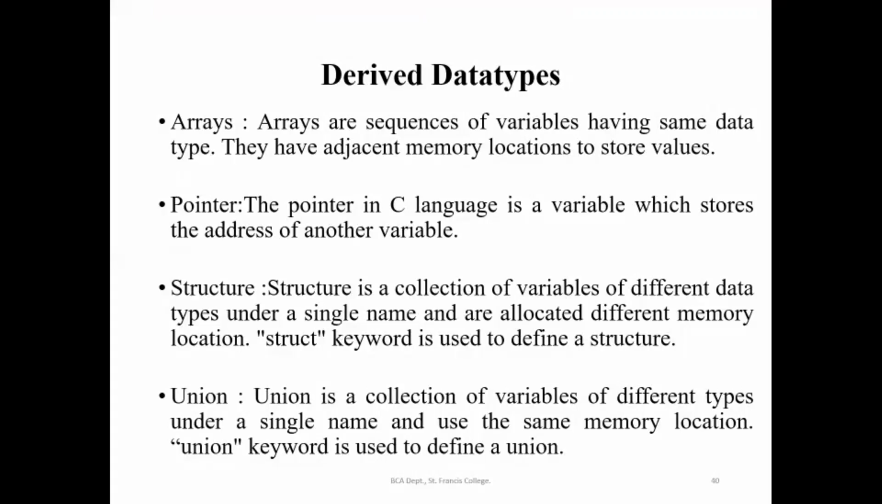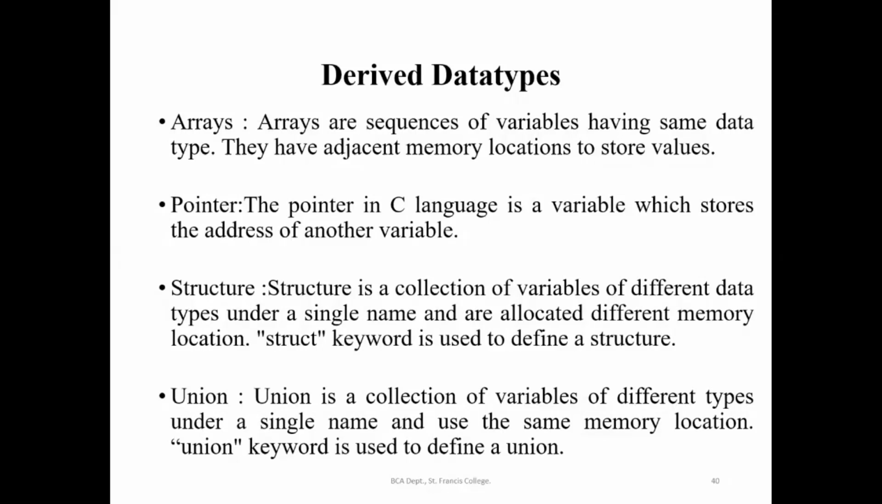In primary data types, we had seen there are 4 fundamental data types: integer, character, float, and then void. Using these, we are able to make derived data types like arrays, pointers, structure, and union. An array is nothing but a sequence of variables which are given adjacent memory locations to store values. One more specialty is that they have the same data type.